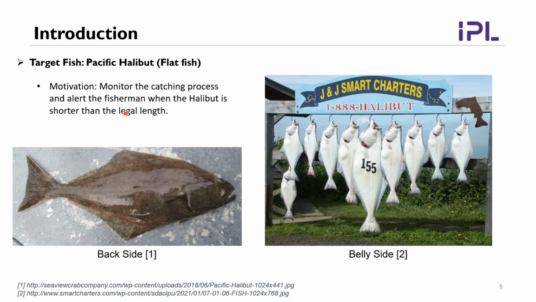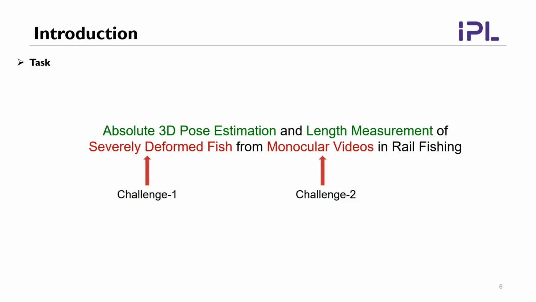The main motivation is to monitor the catching process and alert the fisherman when the halibut is shorter than the legal length. This is the backside of Pacific halibut. This is the belly side. We can see Pacific halibut is really flat. So this is our task. Before measuring the fish length, we need to estimate absolute 3D fish pose.